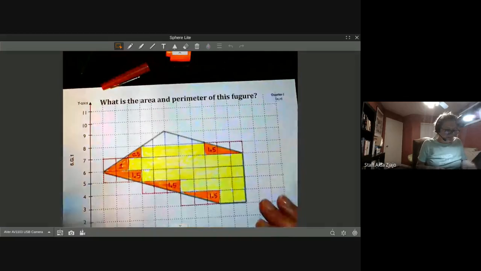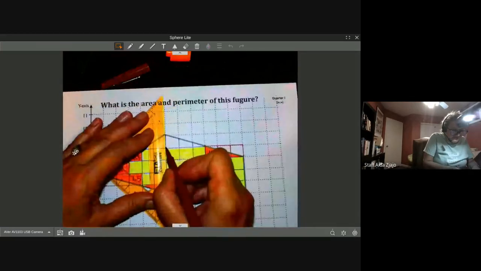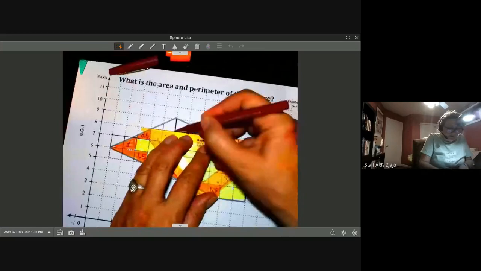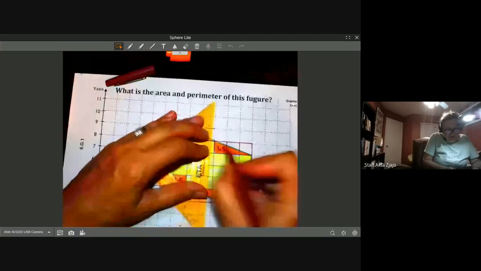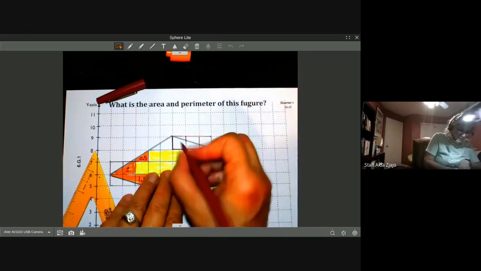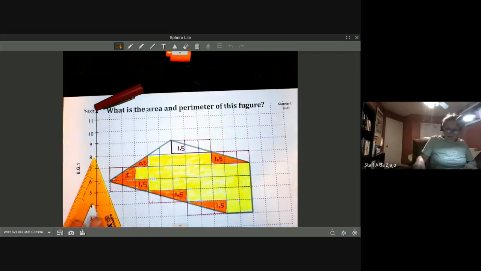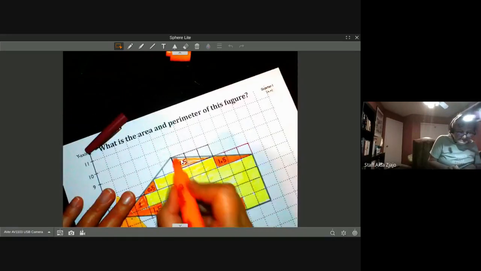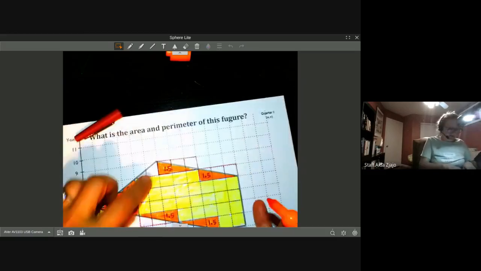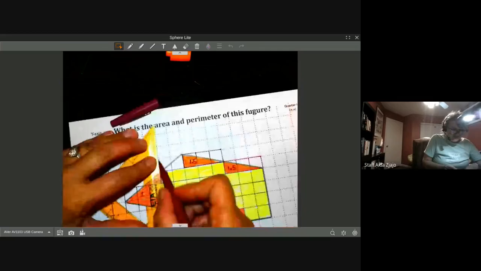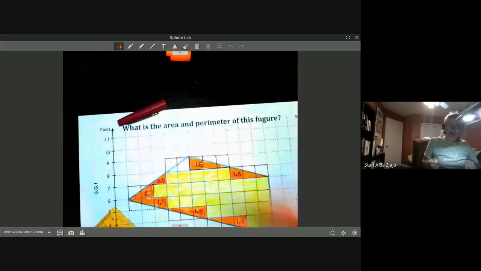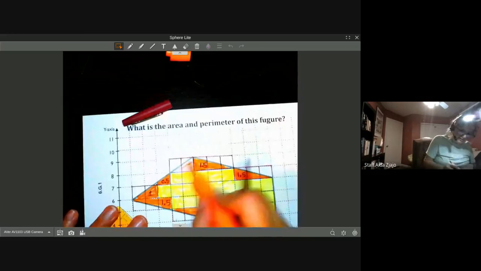Okay, and then the top I can break into two parts. This triangle, if I make a rectangle around it, would be 3, and we can see that's 1, 2, 3. So the triangle is 1.5. And then you have this part here. If I make a rectangle around it, it should be about 1, because the rectangle is 2 units and this is just 1 part.